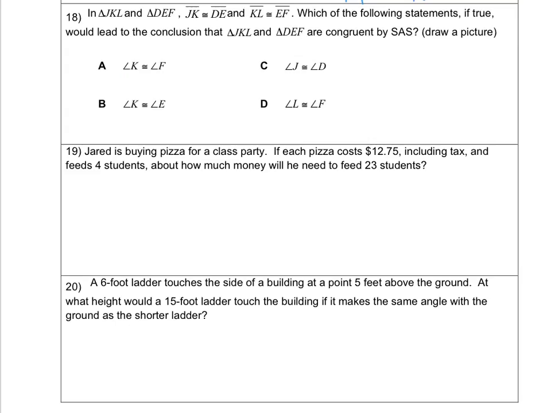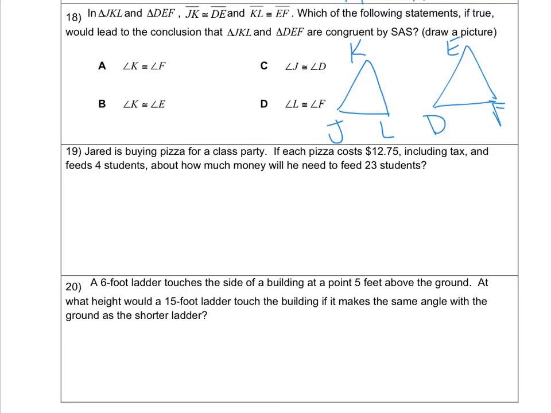Okay, number 18, it says triangle JKL and DEF. JK is congruent to DE and KL is congruent to EF, which of the following statements, if true, would lead to the conclusion that the two triangles are congruent by side angle side. So you don't have a picture, I would draw one. Tomorrow on your test, you better be drawing a lot of triangles and labeling. So JKL, label your picture the same way, D, E, F, and in the same order.